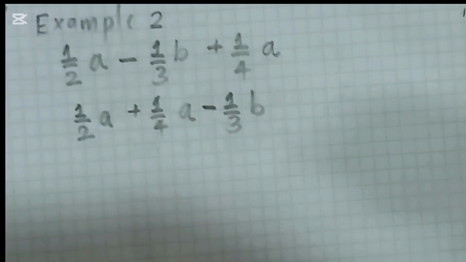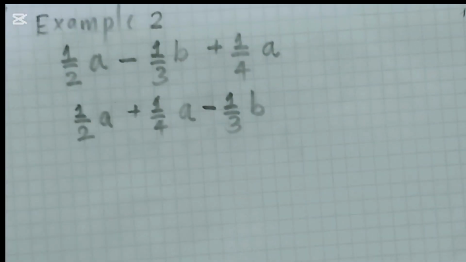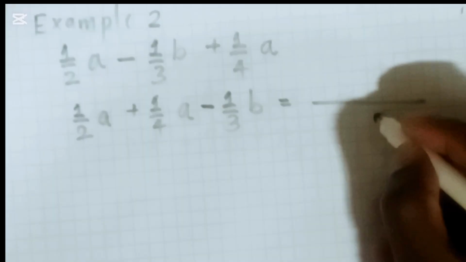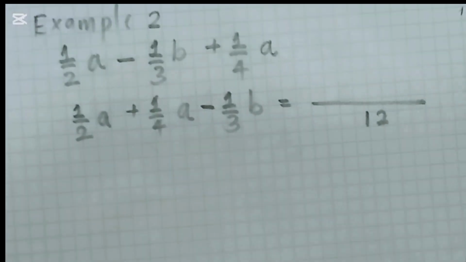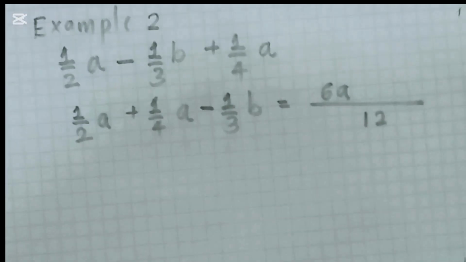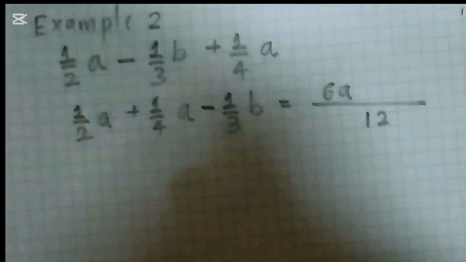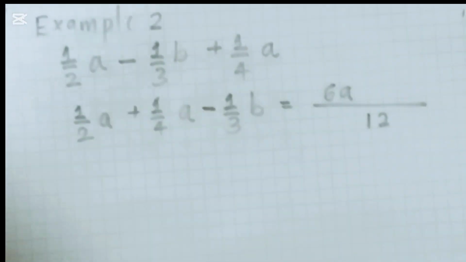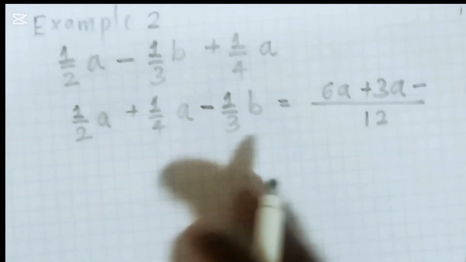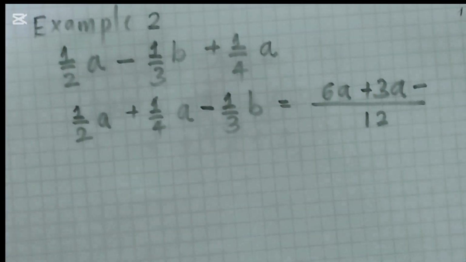Having grouped them together, for us to simplify it further, we're going to find the LCM of all our denominators, which in this case is the LCM of 2, 4, and 3, which is 12. So 12 divided by 2 is 6, and 6 times 1a is 6a. Then 12 divided by 4 gives us 3, and 3 times a gives us plus 3a. On the other end, 12 divided by 3 gives us 4, and 4 times b will give us 4b.